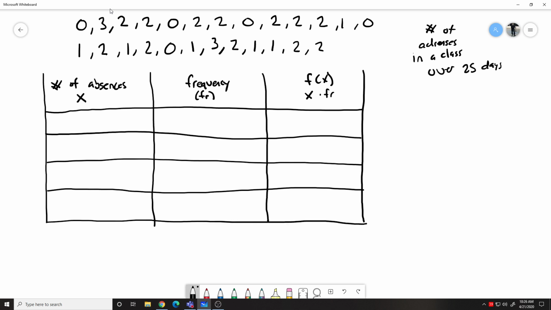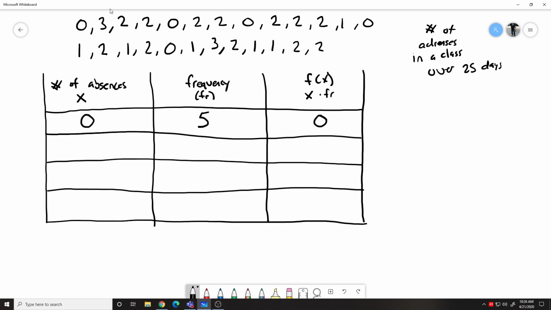All right, let's start filling in our chart. Let's start with the lowest number we have, which is 0. So these are days when nobody was absent. How many times was nobody absent? We'll just count them. 1, 2, 3, 4, 5. There were 5 times that nobody was absent. And remember, on our last column, we're going to just multiply these numbers together. Well, 0 times 5 is still 0. Let's move on to our next number.